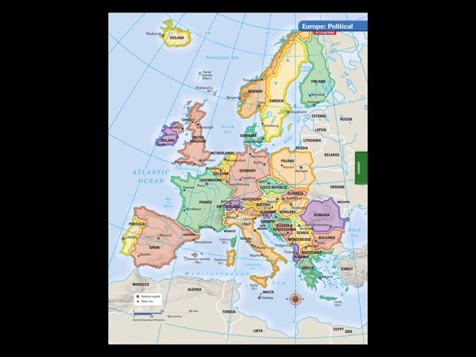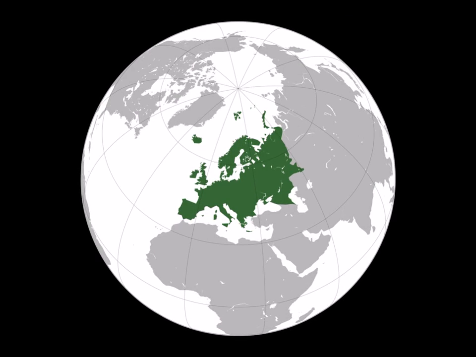Here's the more traditional map of Europe that you might find in a textbook, and it excludes Russia. It excludes countries like Ukraine and Belarus and Lithuania. It focuses on the core countries in Europe. And then here's another way of looking at Europe in relationship to the surrounding area.